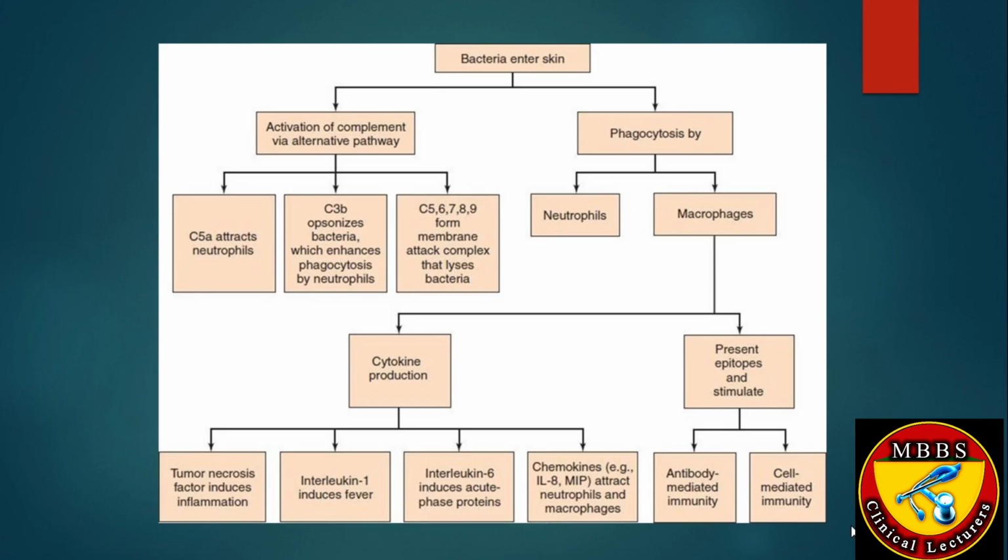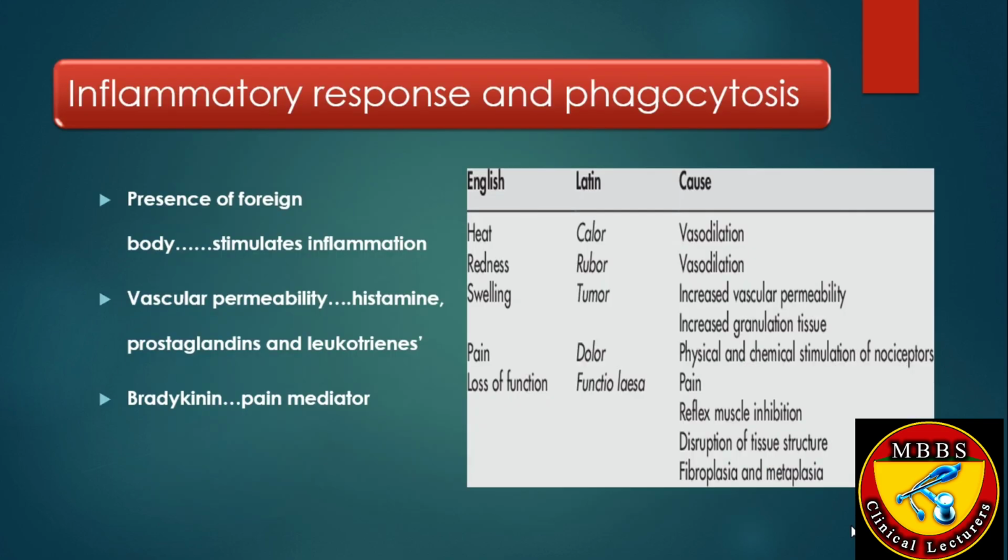Then there is a possibility that the macrophages, as you know, are antigen presenting cells, so they will present the part of the bacteria on their surface, which is called epitopes, and they will stimulate the antibody formation as well as cell mediated immunity. Okay, now how is the inflammatory response evoked, and what is the process of phagocytosis?